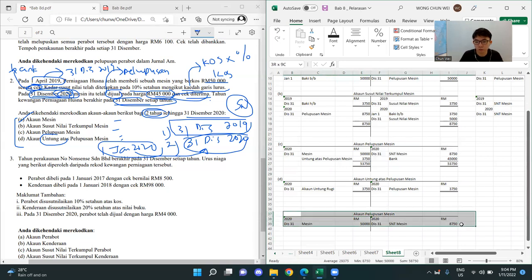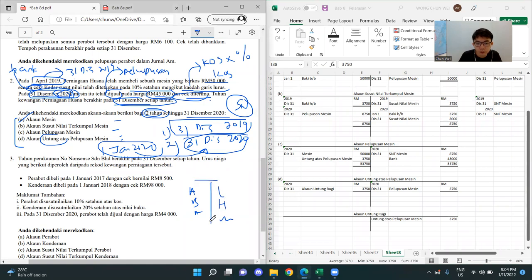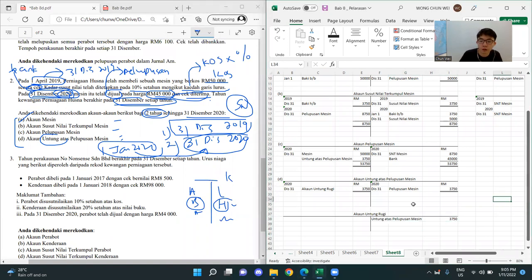So this is account. This is account rugi. So here you debit. So the account rugi will be shown on the credit side. Untung atas pelupusan machine 37,000. Is it? That's why this is on the credit side, because I told you. This account is based on this. So the one on the credit side is a hasil. When it's a untung, it's a hasil. If it's a rugi, then it will be in the belanja. Alright? So this is how you send to account.